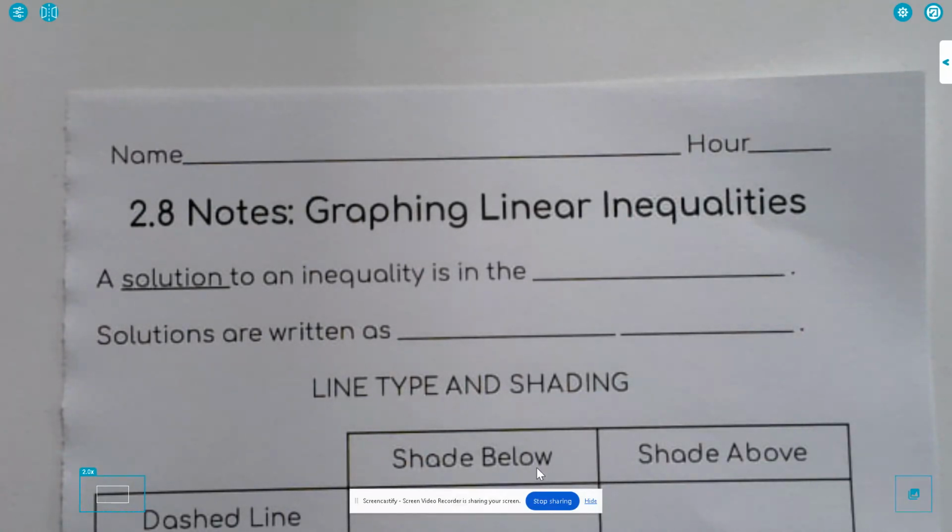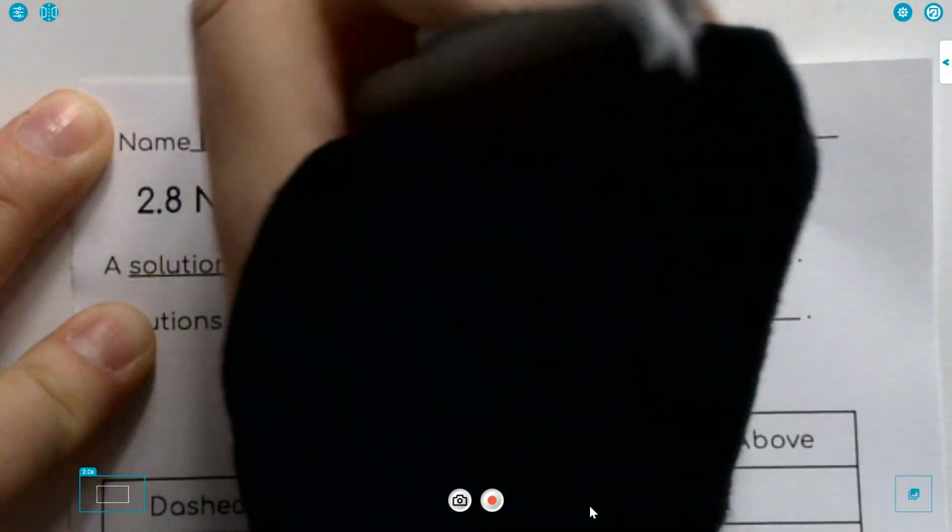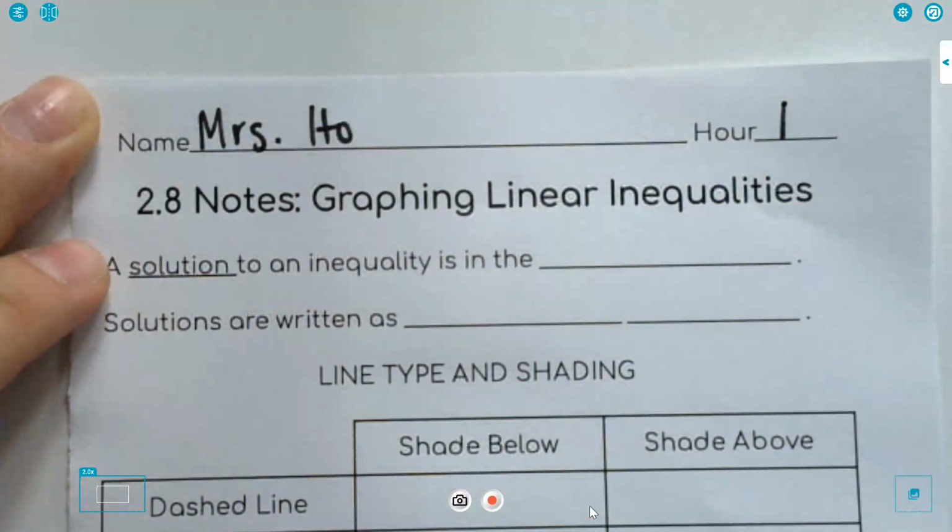Okay, so like I said, today we are graphing linear inequalities instead of linear equations. Go ahead and throw your name on here. It is currently first hour.